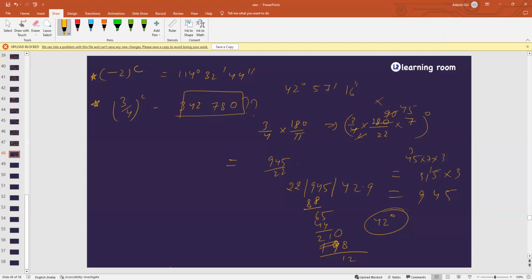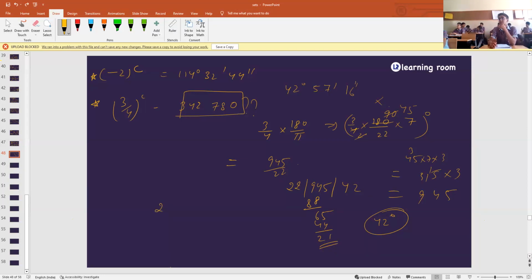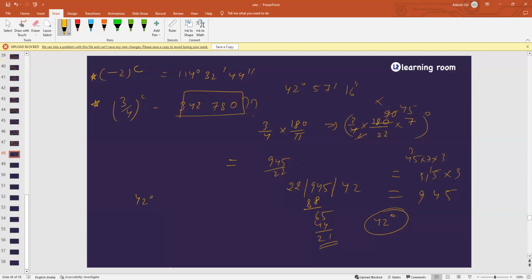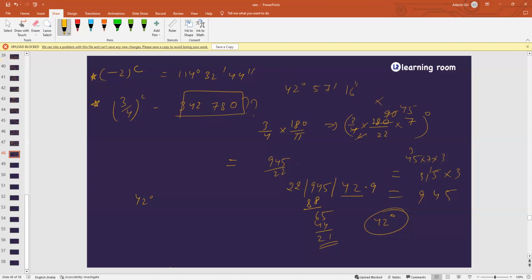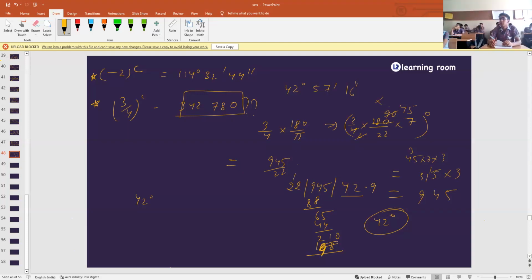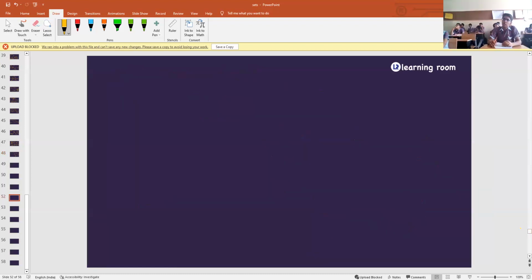Let me check the answers. Otherwise, if we go through this way, it is 42 degrees. I think some mistake is there in the answer in this book. 42 degrees will be there. This will be the degrees. All right. Then 21, or if we take it as 198 divided by 22.